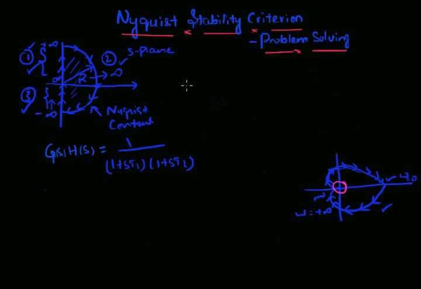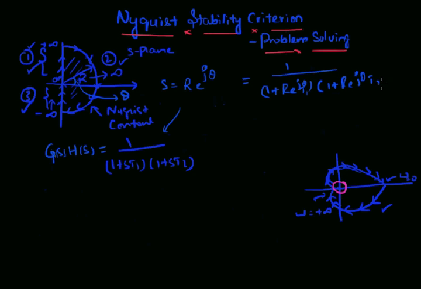For that, let's take s as r times e to the power j theta, and theta is this value. Now let's take s equals r e to the power j theta. If you substitute this value of s in G(s)H(s), we can rewrite that equation as 1 over (1 plus r times e to the power j theta times T1) times (1 plus r times e to the power j theta times T2).